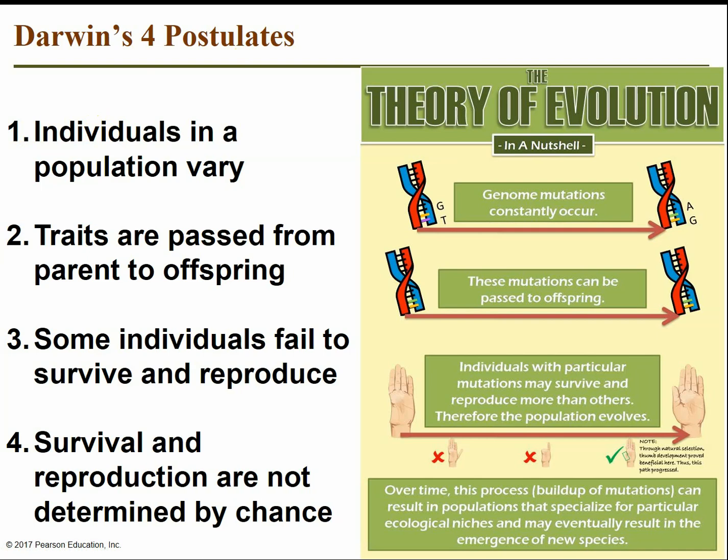A lot of these traits that make us different are heritable, so they're able to be passed on from parent to offspring through the DNA, the actual genetic material. Ultimately, some individuals in a population will be more successful at reproducing and surviving than others. Others will fail to survive and reproduce. Darwin's postulates state that survival and reproduction success are not determined by chance. It's determined by the traits that the individual has that either give it an advantage or disadvantage in its particular habitat. So again, evolution in a nutshell.